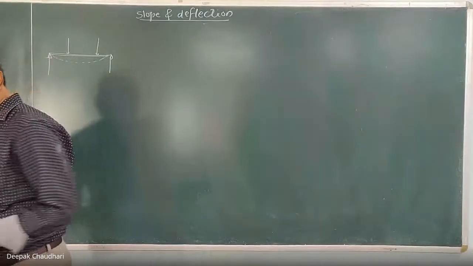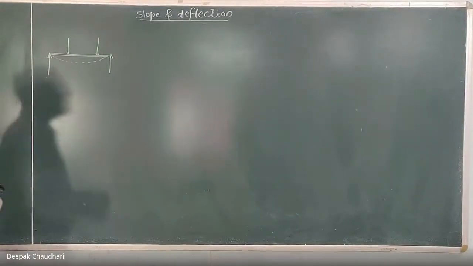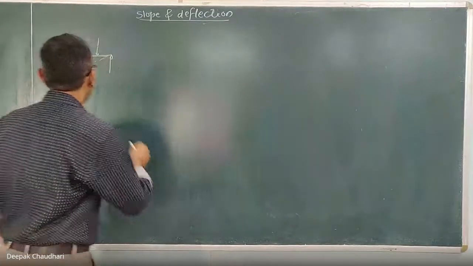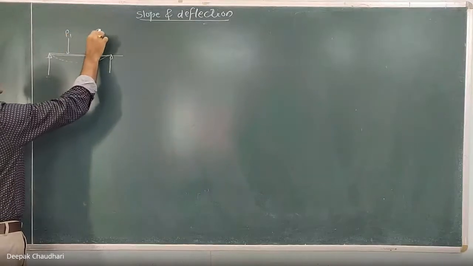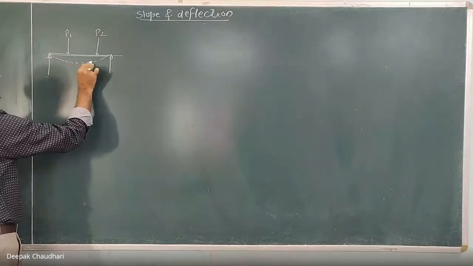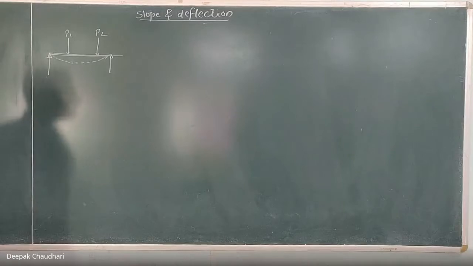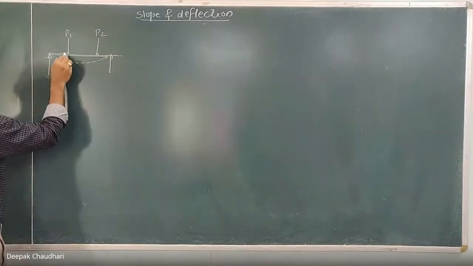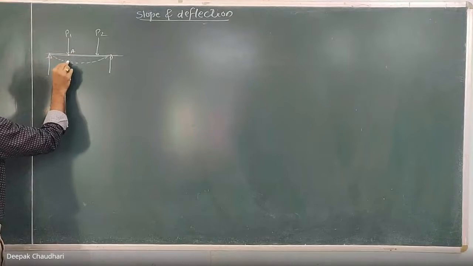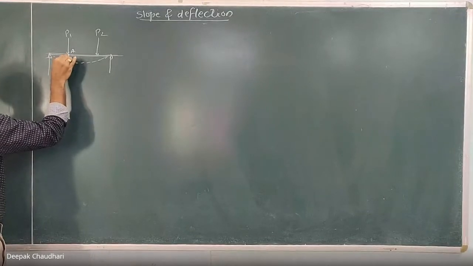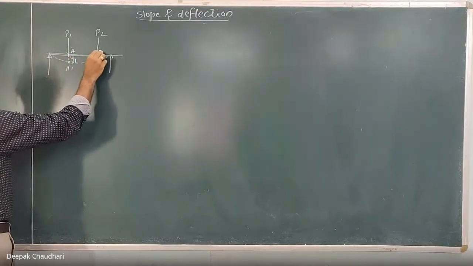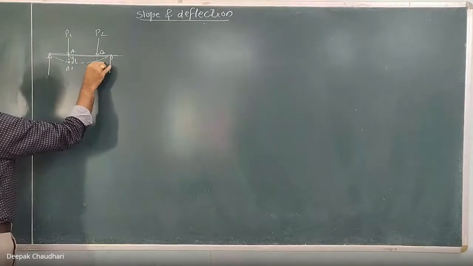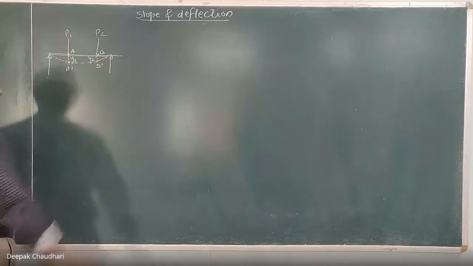Now, to calculate that slope and deflection, a number of methods are there. Suppose this is the original beam. Because of this loading P1 and P2, the beam deflects. This dotted line shown here is the deflection of that beam. From this initial position, suppose this point is A, after deflection this is the position A dash. So A to A dash is the deflection at this point A. Let's denote it as Y1. And if this is point B and this is B dash, let this be Y2. So this Y1 and Y2 are the deflections.